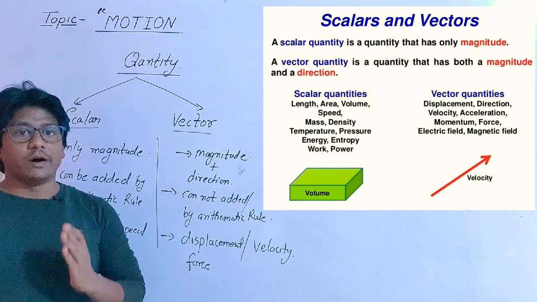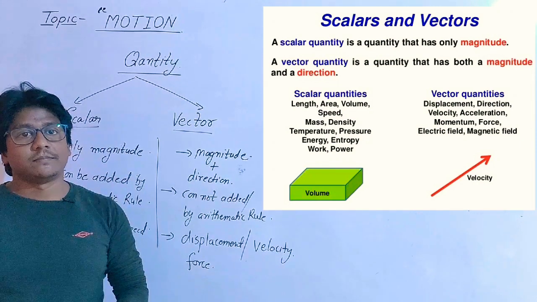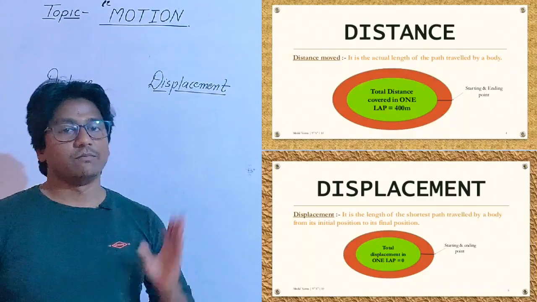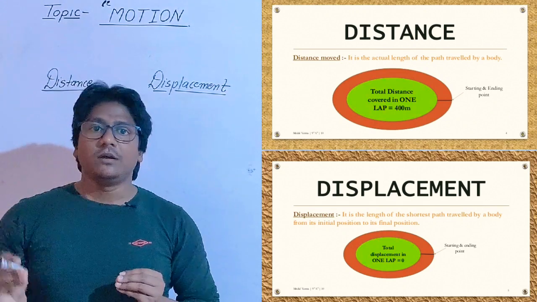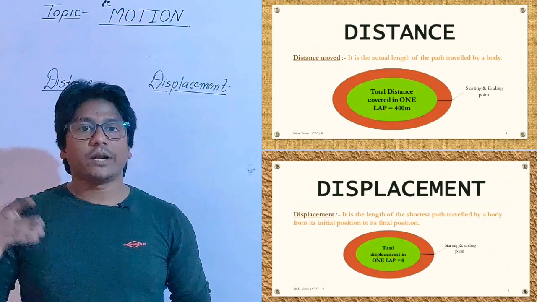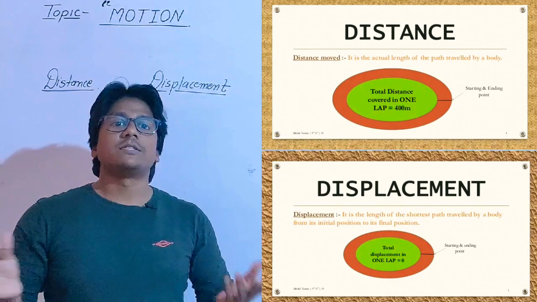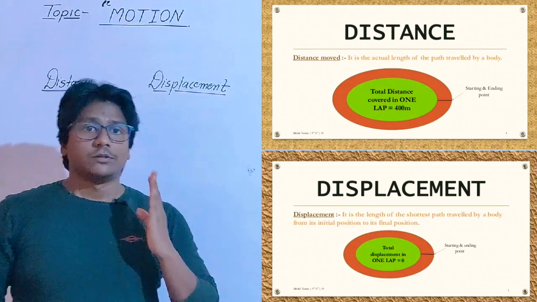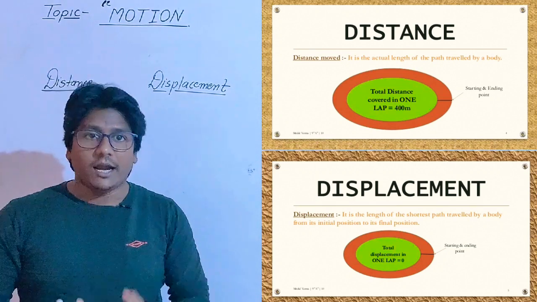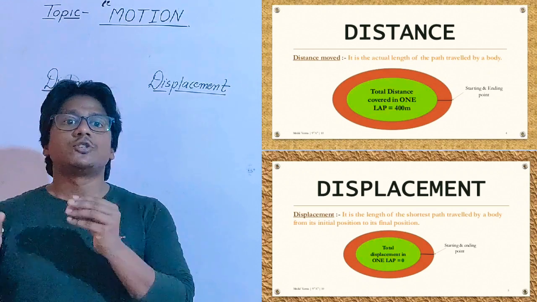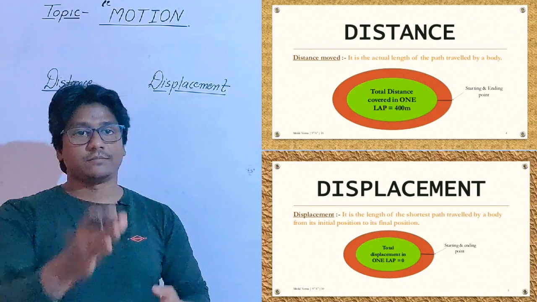So moving to our next topic, that is distance and displacement. So, dear student, when a body moves from one place to another place, or it changes its position from one point to another point, it moves in several directions. So, the distance is the actual path of the motion and displacement is the shortest path, or we can say the shortest distance of the motion.